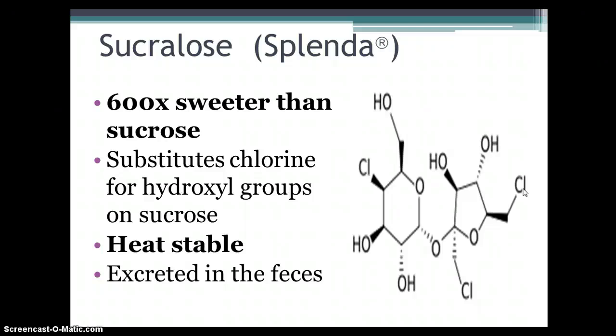It's a heat-stable molecule, which lends itself better as a substitute for sugar within sweetened baked goods. And because it doesn't get metabolized by the body, it ultimately gets excreted. Here again, this is another artificial or alternative sweetener that I do not condone usage of, because of how many hundredfold times sweeter it is than sucrose.